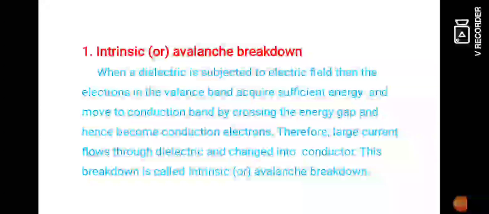First let us see what intrinsic or avalanche breakdown is. When a dielectric material is subjected to an electric field, the electrons in the valence band acquire sufficient energy and move to the conduction band by crossing the energy gap and hence become conduction electrons. Therefore, a large current flows through the dielectric and it changes into a conductor. This breakdown is called intrinsic or avalanche breakdown.